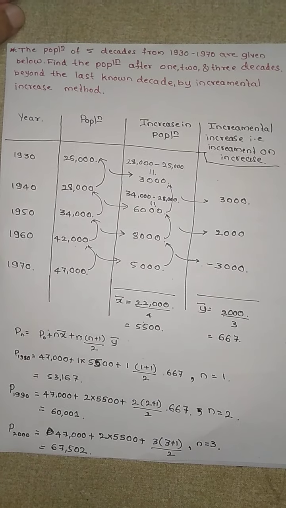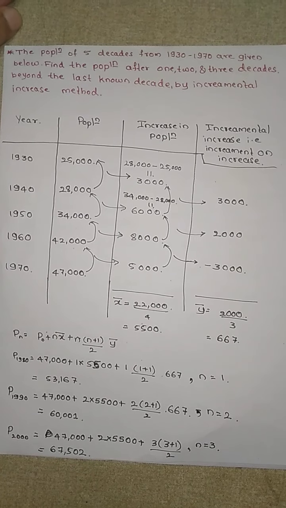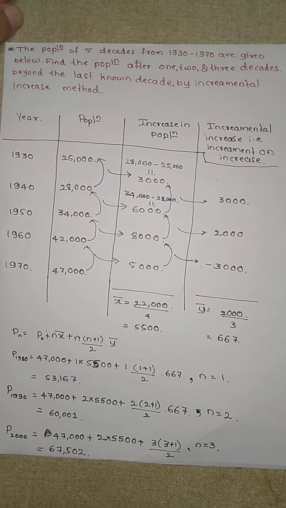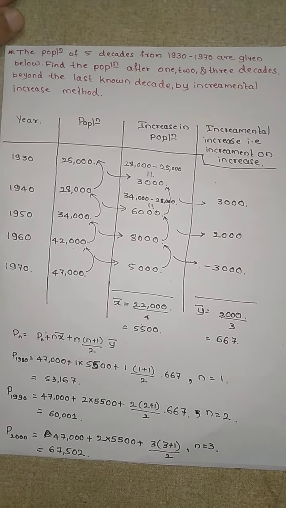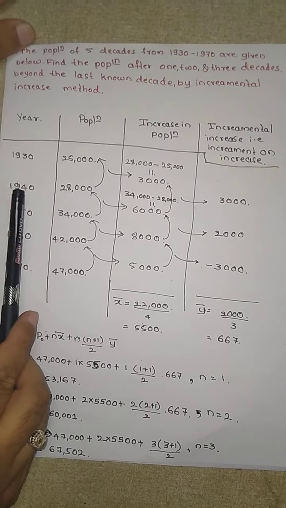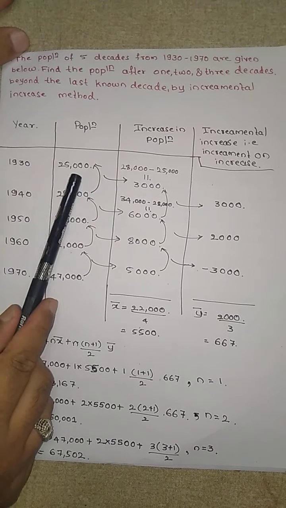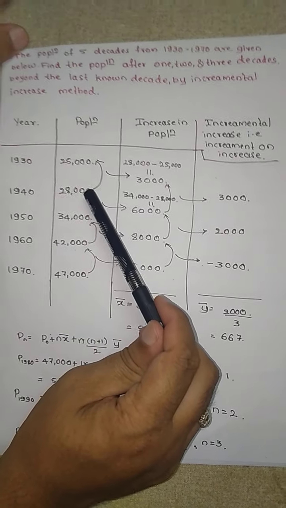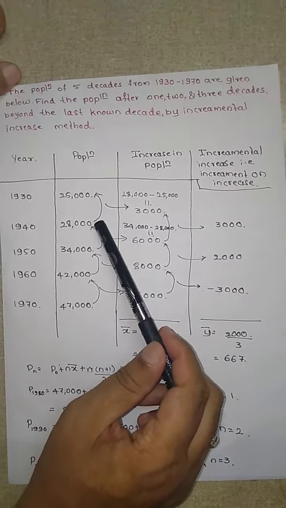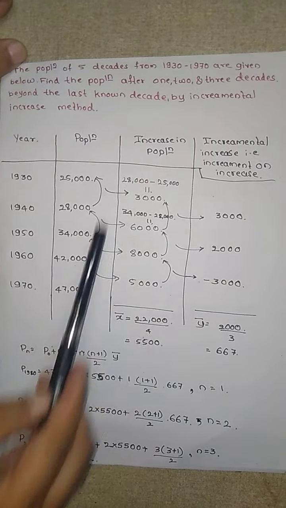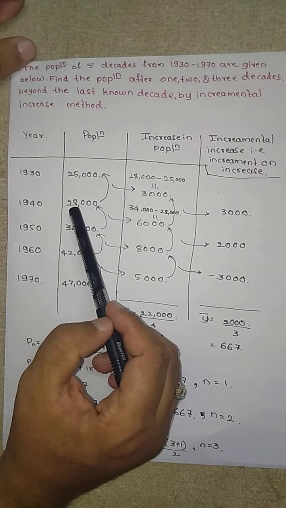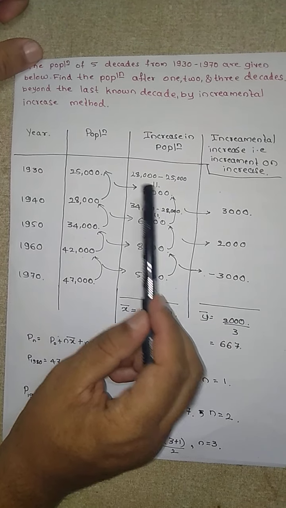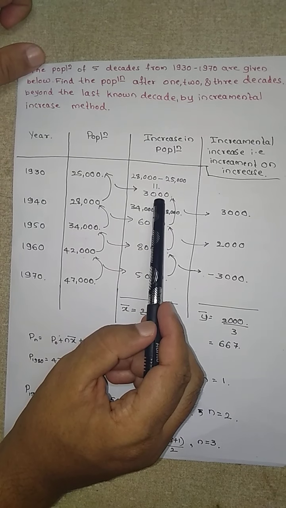Now, increase in population. If you remember, in your arithmetic increase method, in order to find out the increase in population, what we have done is we have deducted. Suppose 1930 population is given to you, 1940 is 28,000. What we have done in the arithmetic increase method is similar to what we are going to do here. We have deducted 28,000 minus 25,000, we have got it as 3,000.